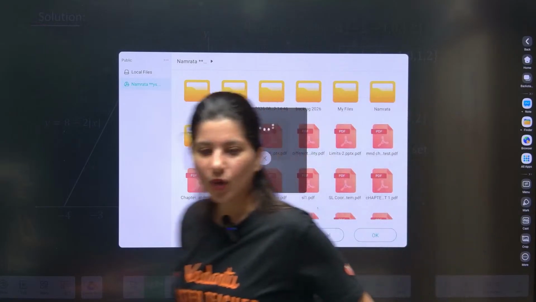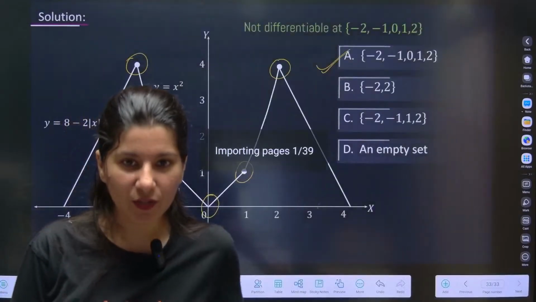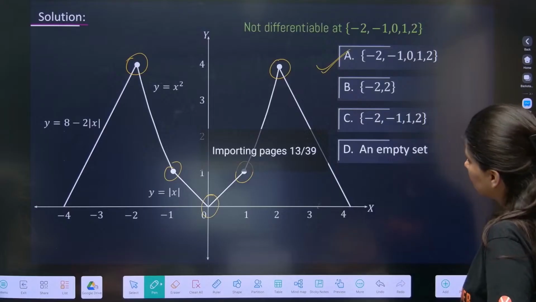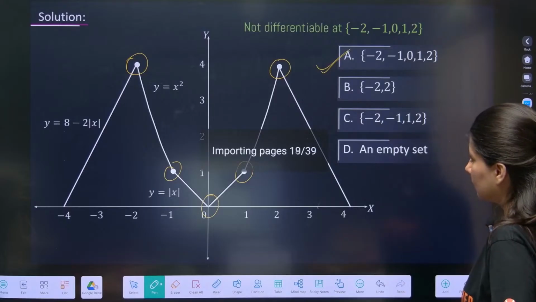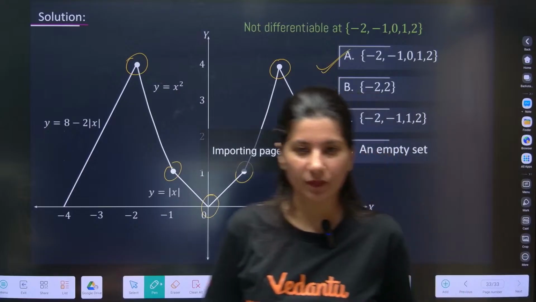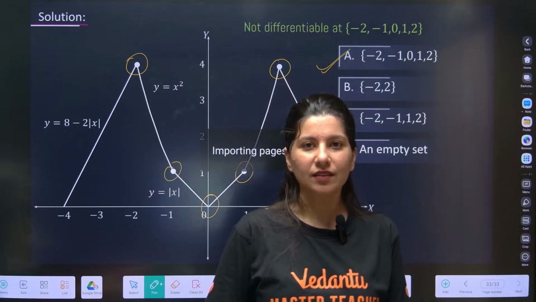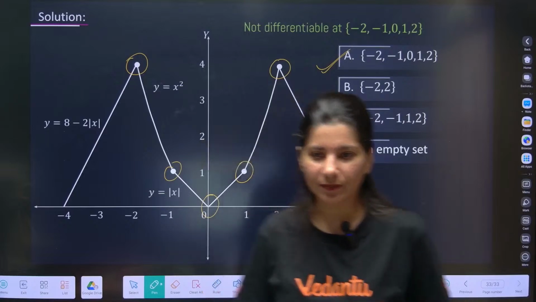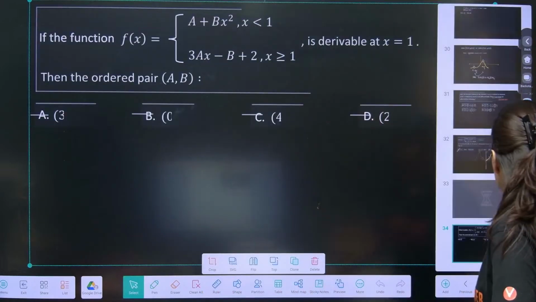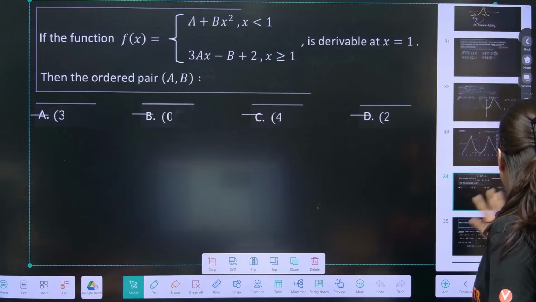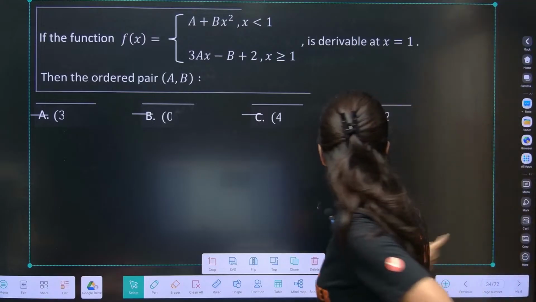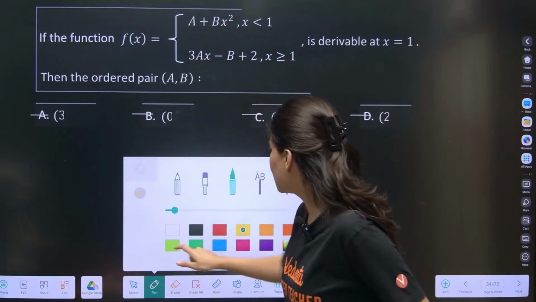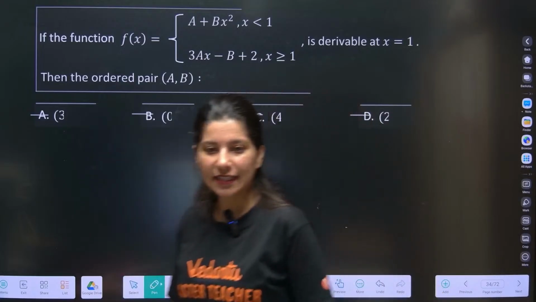Now let's do a couple of questions. Okay. Let's do a couple of questions based on differentiability. So I think the concept wise we are almost done with everything. Chalo. Basic questions quickly. These type of questions you might see in JEE Main. So yes, let's do it.